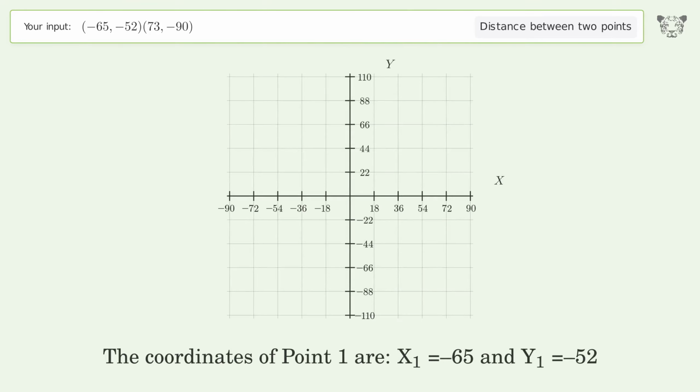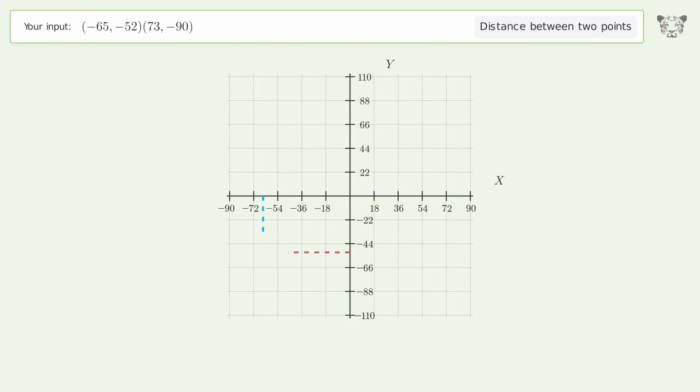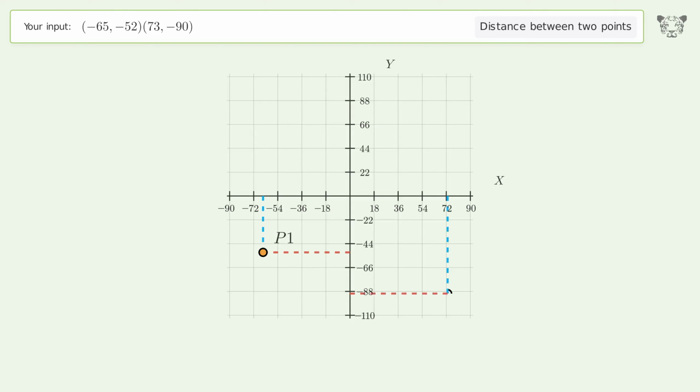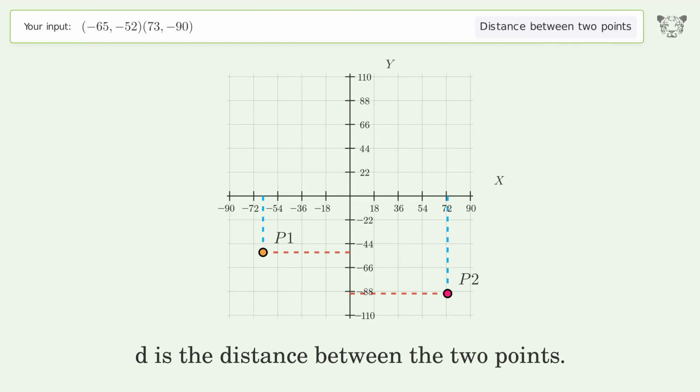The coordinates of point 1 are, x1 equals -65 and y1 equals -52. The coordinates of point 2 are, x2 equals 73 and y2 equals -90. D is the distance between the 2 points.